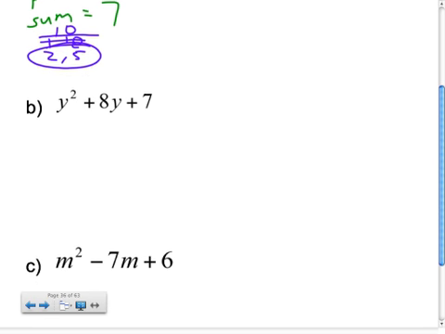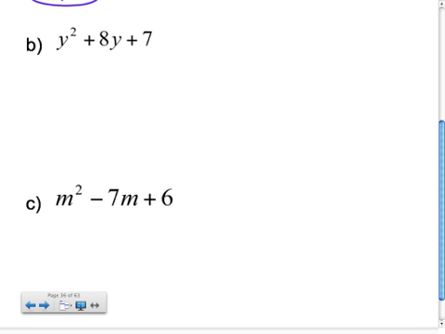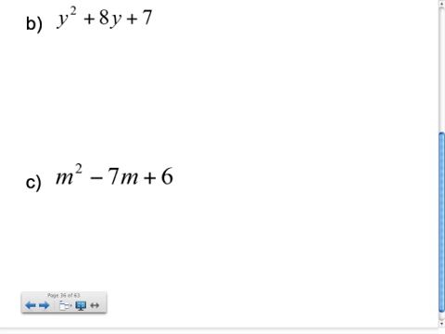Part B, and again, all of these, there's plenty of examples here to look at. I'll buzz through the first 3 or 4, and then you're going to be expected to do the last 3 or 4 on your own before you come to class tomorrow. So again, product is 7, sum is positive 8. There we go. Okay, so product is 7.